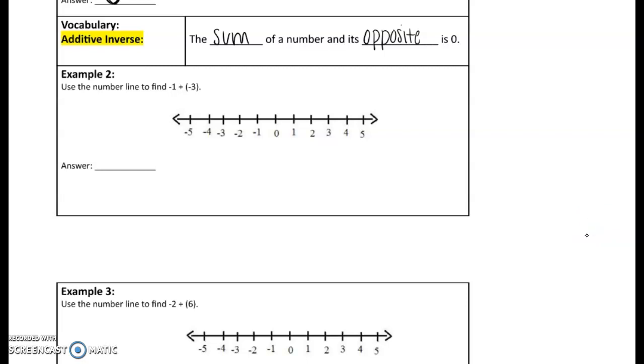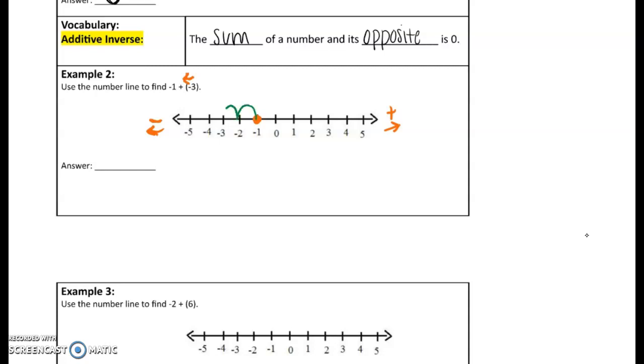Example 2. Use the number line to find -1 plus -3. So we start at -1, and now we're adding -3. Now remember, negatives always go to the left, positives go to the right. And so we are adding a -3, so that negative is telling us we're going to move to the left. So we're at -1, and we're going to go -3.